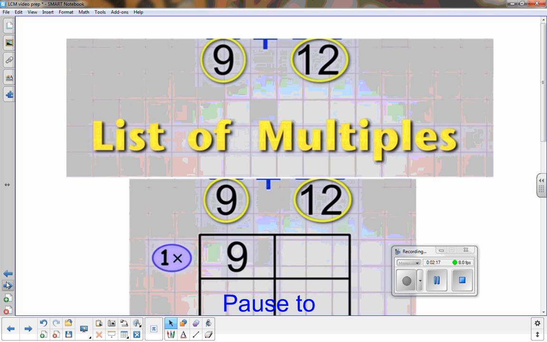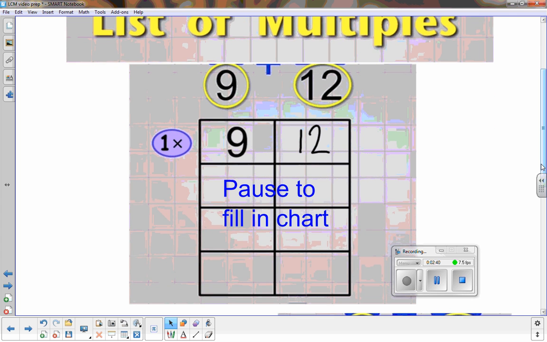One last example. Here I have 9 and 12. I first start by making my list of multiples. 9 times 1, and then I will do the same thing here, 12 times 1 is 12. And I would like you to pause it here to figure out what would be the next parts of the chart. And after you're done pausing, let's scroll down and continue to find out if you filled it in correctly.